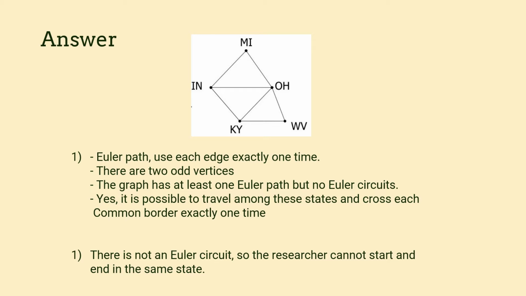There are 2 odd vertices. The graph has at least 1 Euler path but no Euler circuits. And yes, it is possible to travel among these states and cross each common border exactly one time. So the answer for the second is there is not an Euler circuit. So the researcher cannot start and end in the same state.